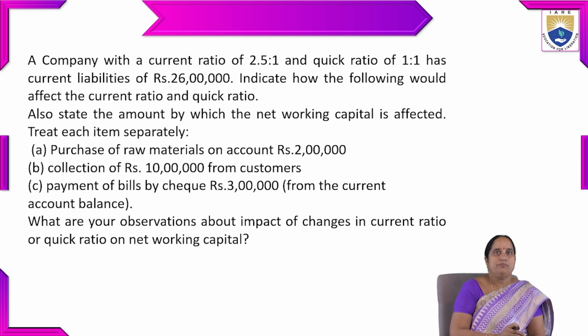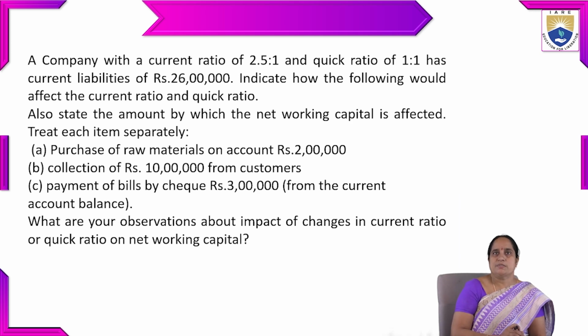Next, a company with a current ratio of 2.5 is to 1 and quick ratio of 1 is to 1 has current liabilities of 26 lakhs. Indicate how the following would affect the current ratio and quick ratio, and also state the amount by which the net working capital is affected.